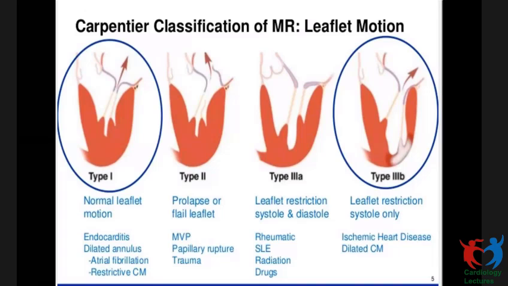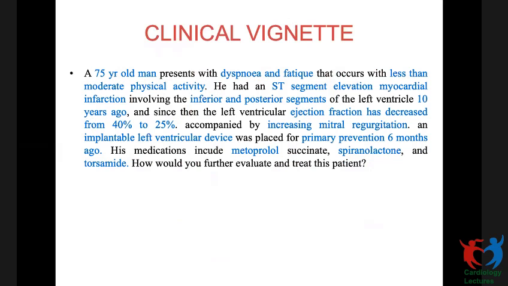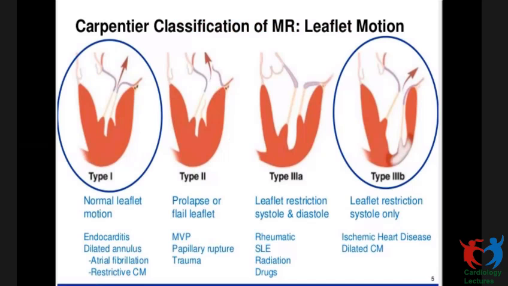And type 3B is one in which there will be leaflet restriction particularly in systole alone. This is the most common type of functional regurgitation, and this is the prime type of regurgitation we review in the article, in the next few slides. That is mostly type 3B. Yes, sir, type 3B.